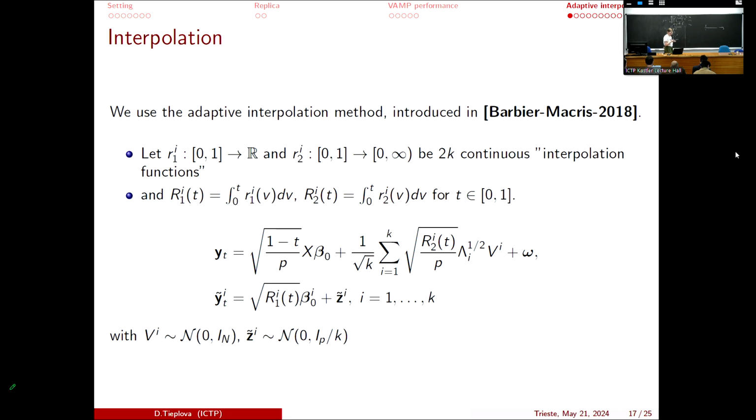The difference here is that we are taking these continuous interpolation functions that we will be using afterwards to create this critical point set. Here we need again 2k continuous interpolation functions, 2k again because we have this block structure and we have to treat each block separately.